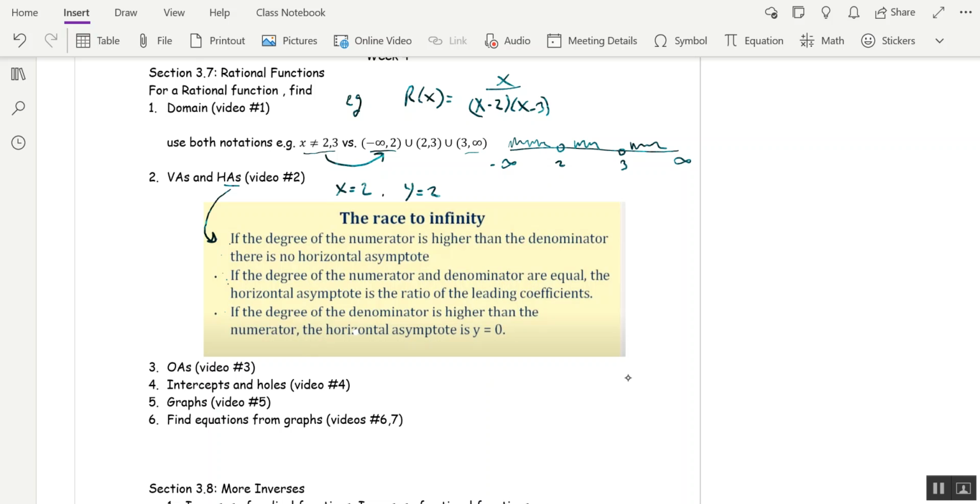Oblique asymptotes, OA stands for oblique asymptotes. That's in video 3. You're going to find those by doing long division. Intercepts versus holes, video 4. Graphs, video 5. And then this is very helpful. Find an equation from the graph, and that's in video 6 and video 7.